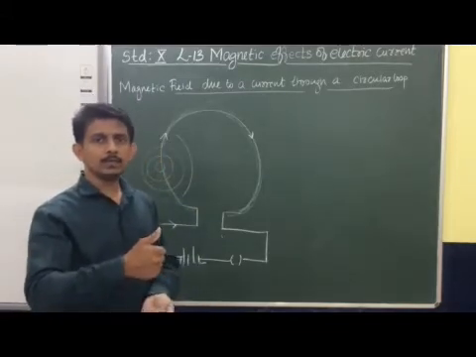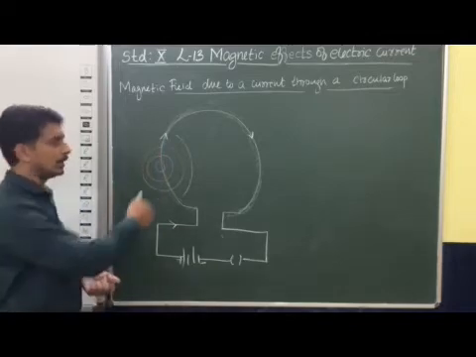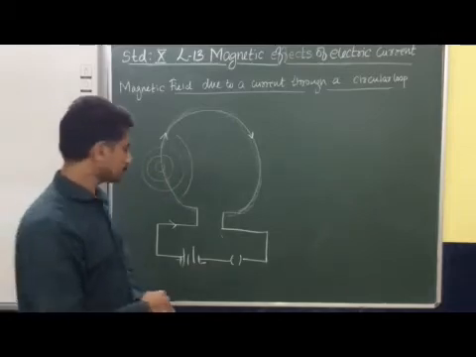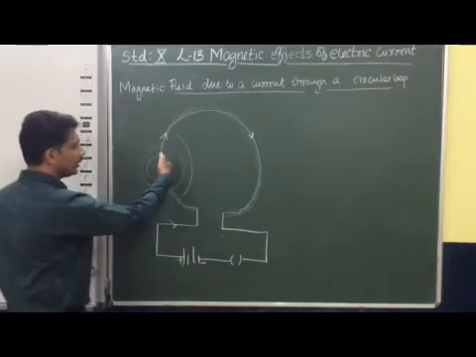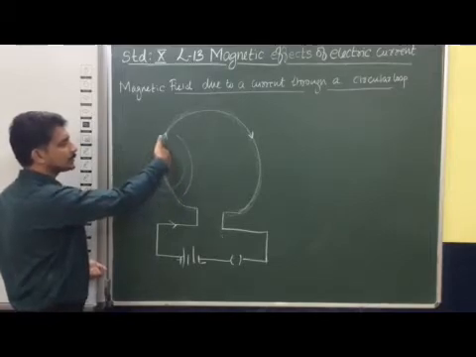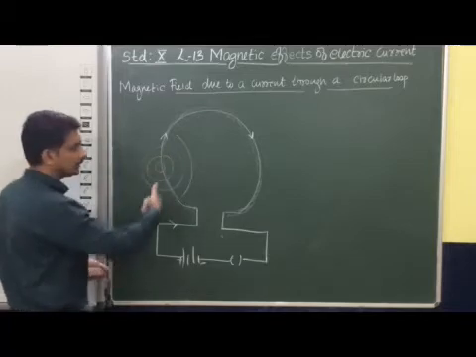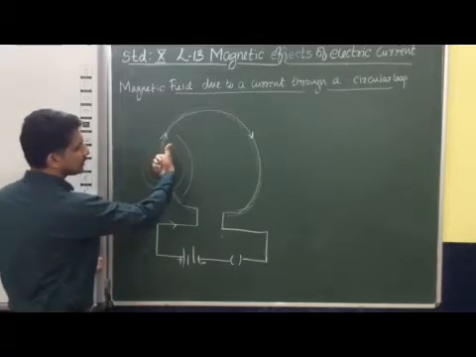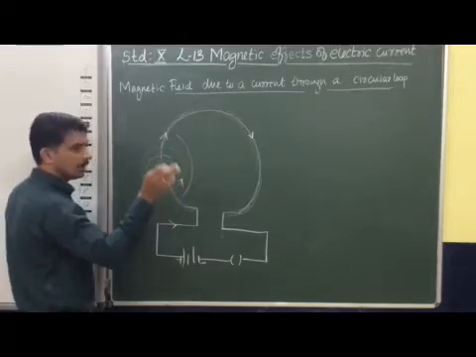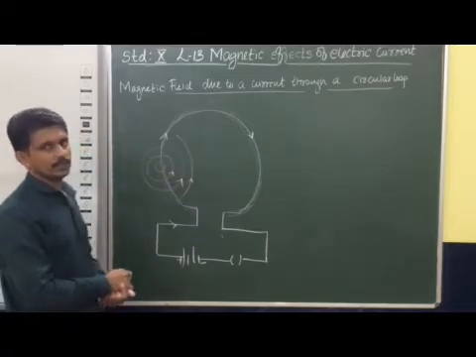With the help of the right hand thumb rule, we can determine the direction of the magnetic field lines. You can hold this loop in such a way that the thumb shows the direction of current. Then the fingers will show the direction of the magnetic field lines. You can observe the direction of the fingers, from outward to inward. This is the direction of the field lines.